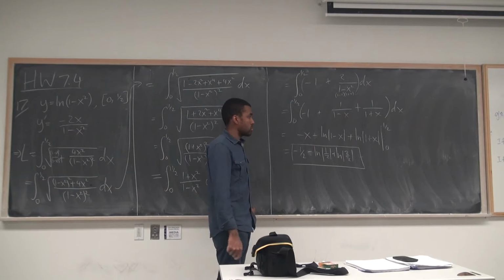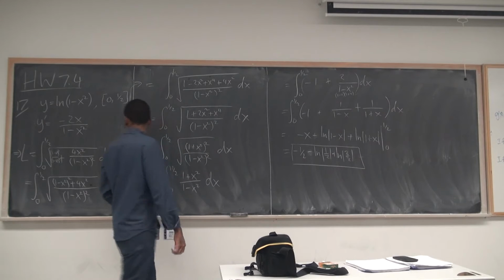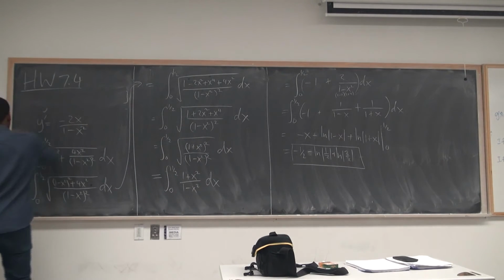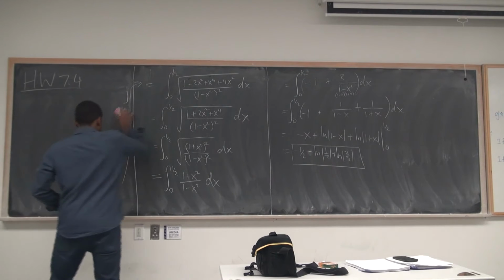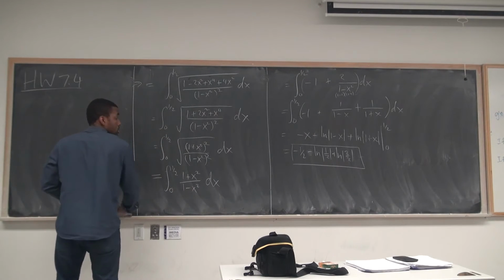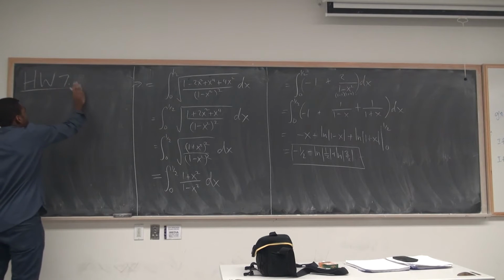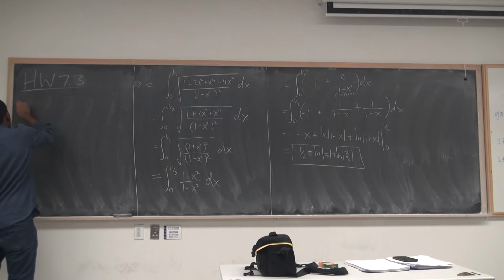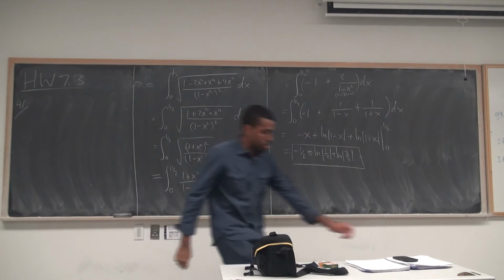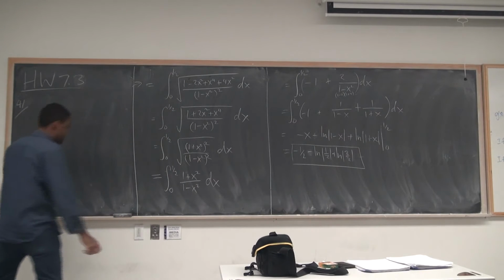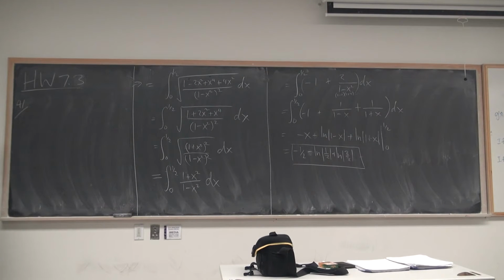Other questions? Problem 41? What happened? It's 7.3. Okay, we're going back now. I thought we were done with 7.3. How much time do we have? Not a lot. Last question. 41? You guys are trying to stall me.